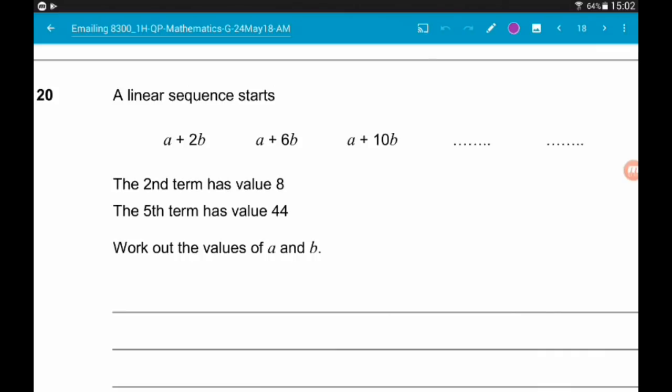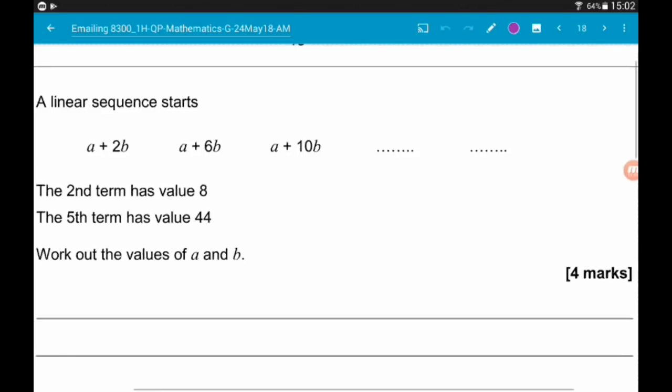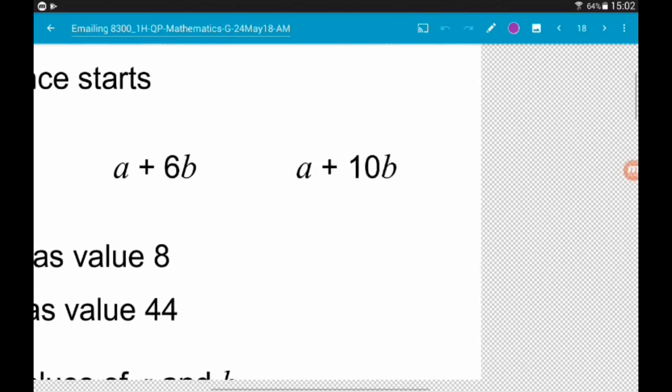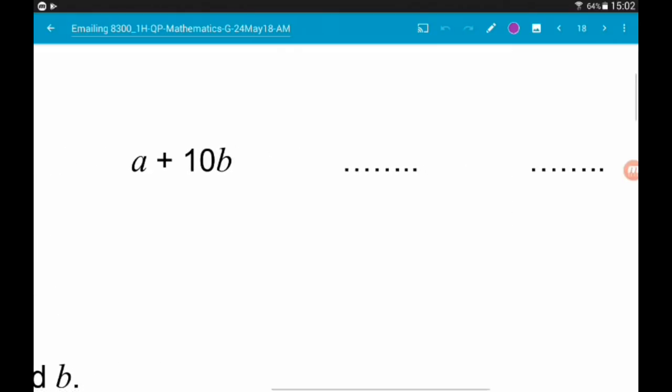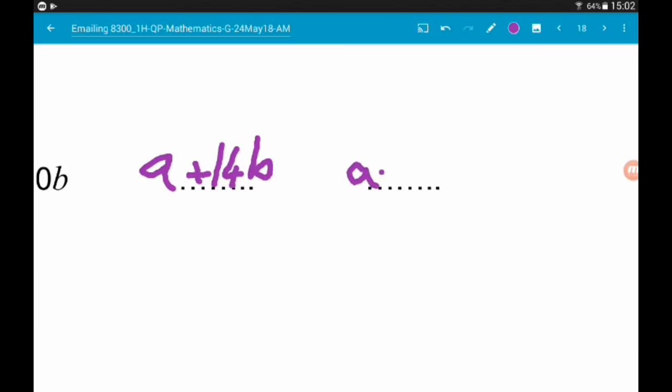So the first thing we're going to do is find the fifth term. So to get from term to term, we are adding 4b. So to get the fourth term, we're going to add 4b to a plus 10b. So that's going to give us a plus 14b. And then the fifth term is going to be a plus 18b.